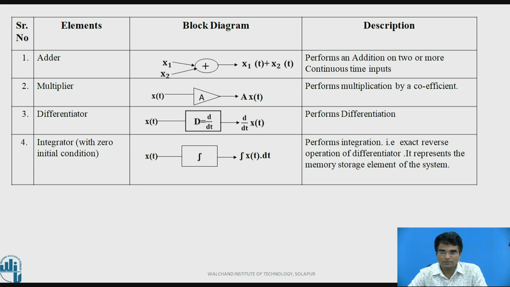It performs the differentiation operation. Fourth one, integrator, with zero initial conditions: x of t is again given to the input of the integrator block, which produces the output, the integration of x of t dt. It performs integration, that is the exact reverse operation of the differentiator. It represents the memory storage element of the system.